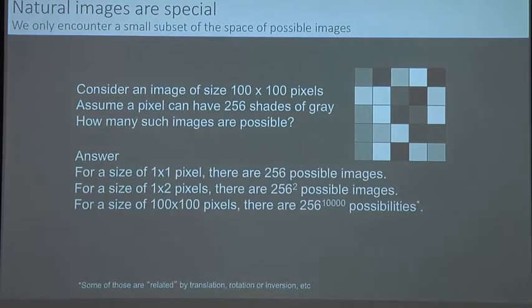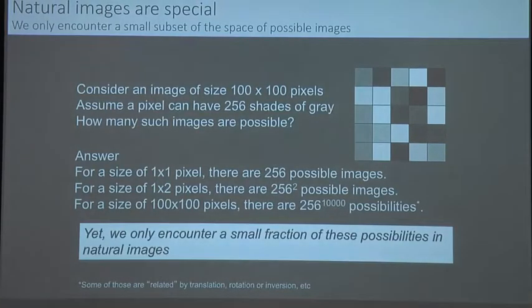Okay, so if there's only one pixel, there are 256 possible images. If there are 100 by 100 pixels, this is the total number of possibilities. So how could we ever learn to recognize objects given this enormous astronomical number of possible images? And part of the answer to that is that the natural world, the kind of images that actually reach the retina, are very special. Only a very tiny fraction of all possible images are the kind of images that we encounter in the world.